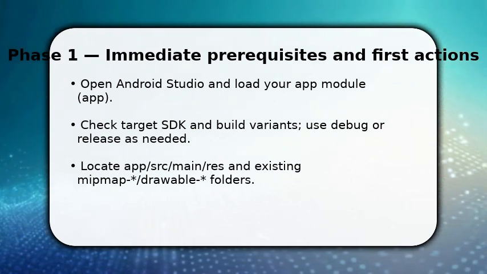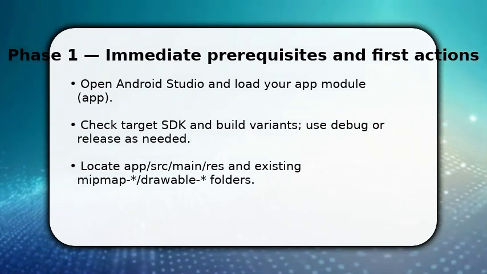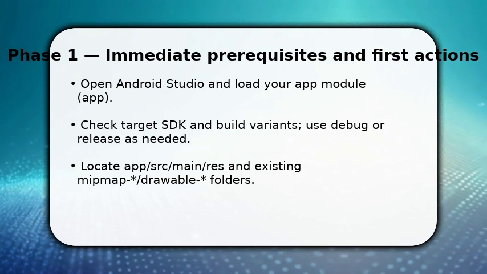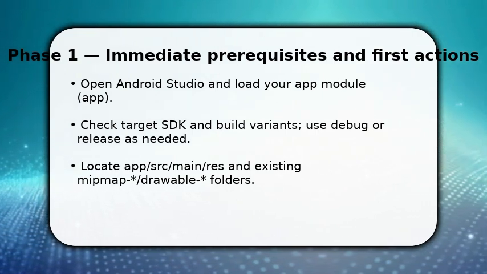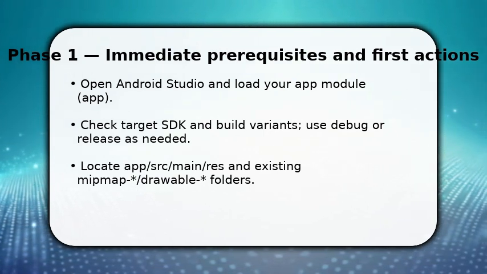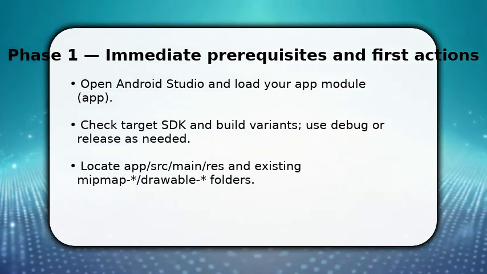Now navigate to app/src/main/res and expand the mipmap and drawable folders where default launcher icons live. This gets you straight to the files you will replace and prevents mismatched sizes or density problems later.